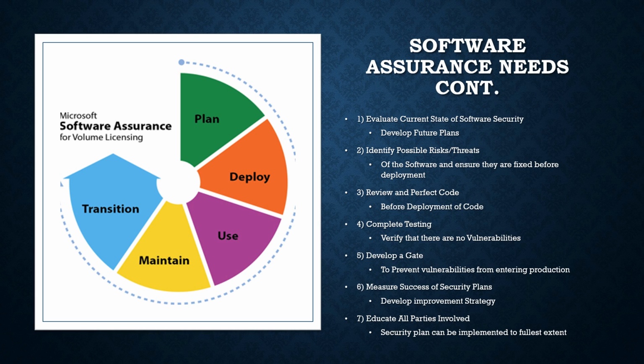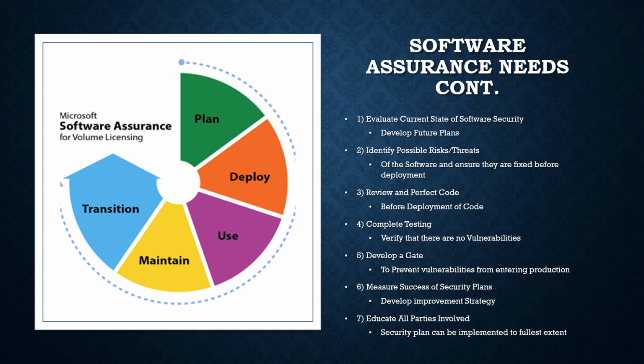So there are several steps to software assurance needs. The first one is to evaluate current state in software security. Basically, we have to develop future plans. We have to identify possible risks and threats of the entire software and ensure that they are fixed before they are deployed to everyone. Review and perfect the code. This has to be done before deployment of the code.